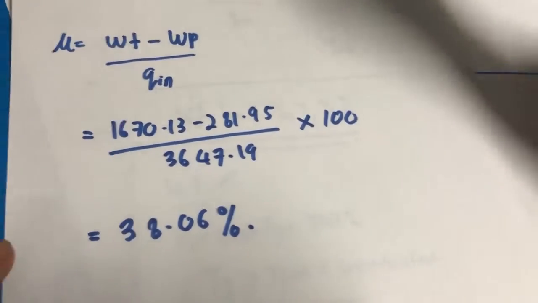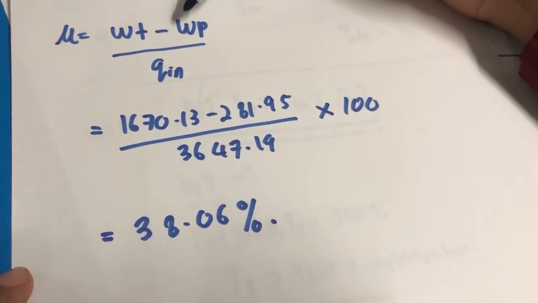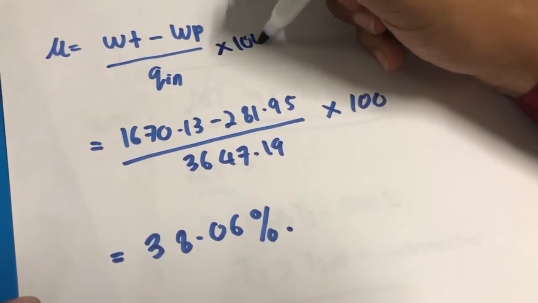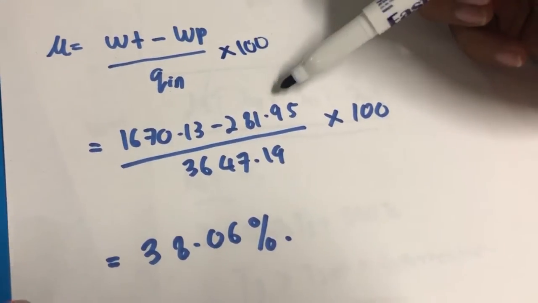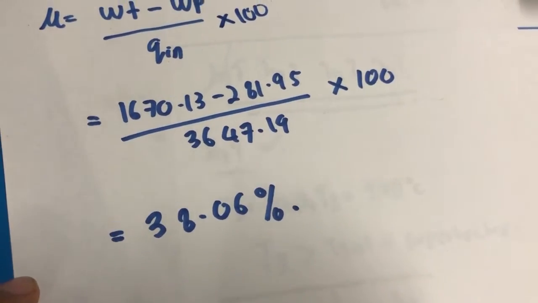Now, this is how we find the efficiency. The formula is work turbine minus work pump over Q in, times 100. We calculated the work turbine and work pump before, and this is Q in, and we get 38.06%.